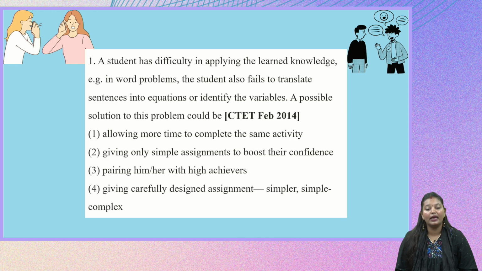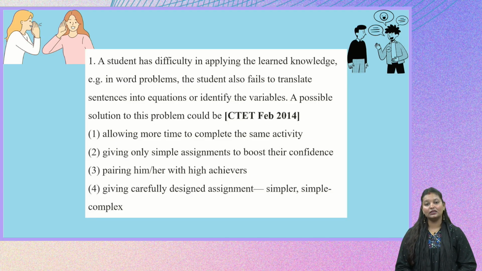The third one, pairing him or her with a high achiever. We will ask for peer interaction and we will ask a high achieving student to help the student who is facing this problem. And the fourth, giving carefully designed assignments which will move from simpler to complex level.